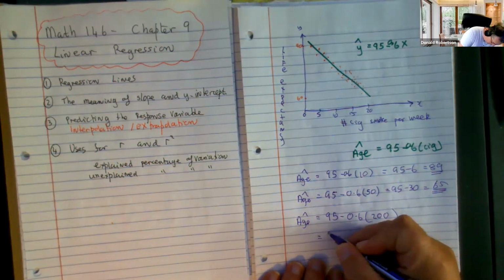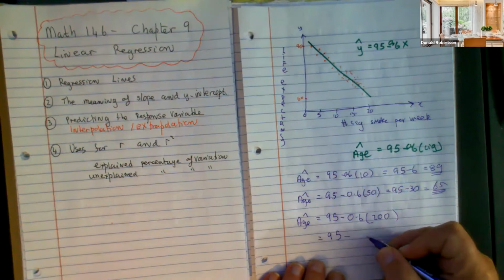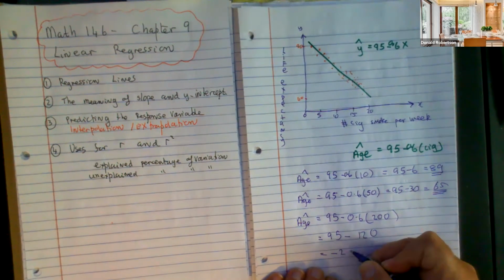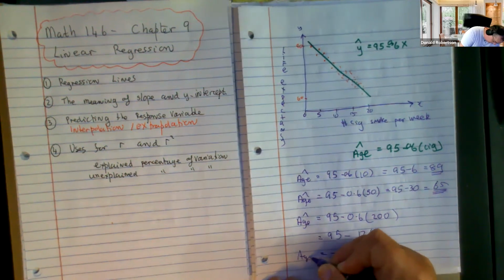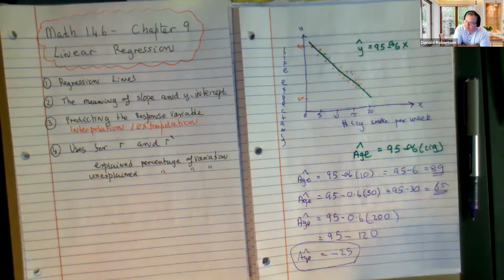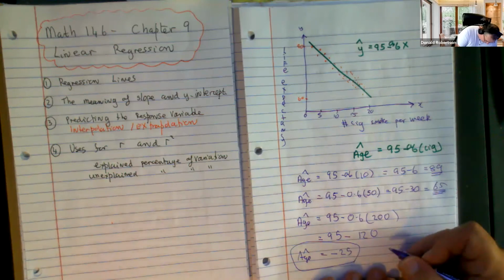According to this model then, do you see the answer is stupid? Negative 25 means they died 25 years before they were born, right? That is stupid, right? The problem that we've got here is called extrapolation.